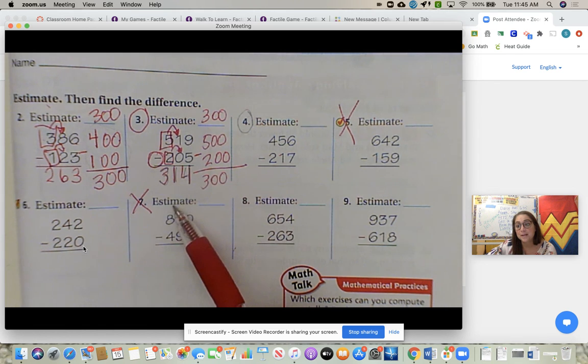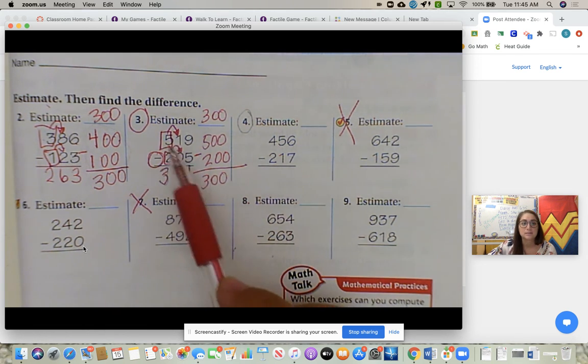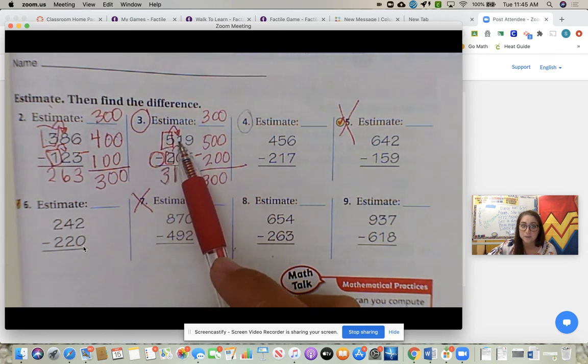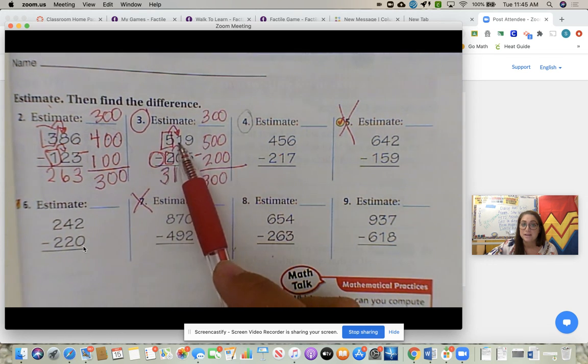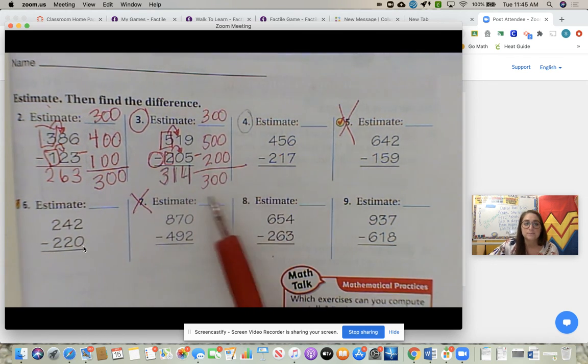Now we need to round and then subtract, because that estimate means the same as round. So they decided to round to the hundreds place. So you box the 5 because that's the hundreds place, point to the 1. You ask yourself, is 1 greater than 5 or less than 5? 1 is less, so our box number stays the same, 5. Everything to the right turns to a 0.